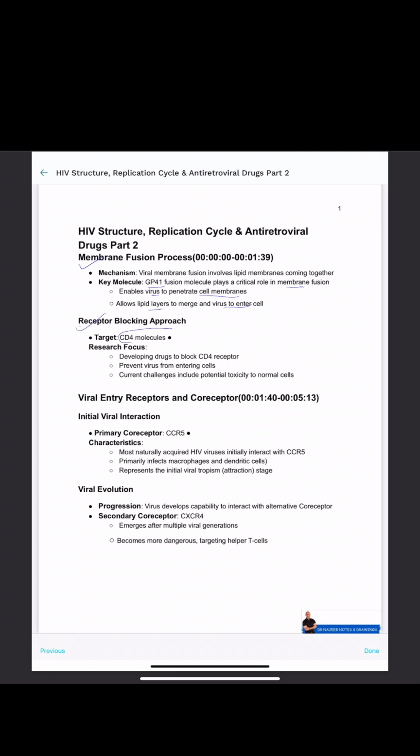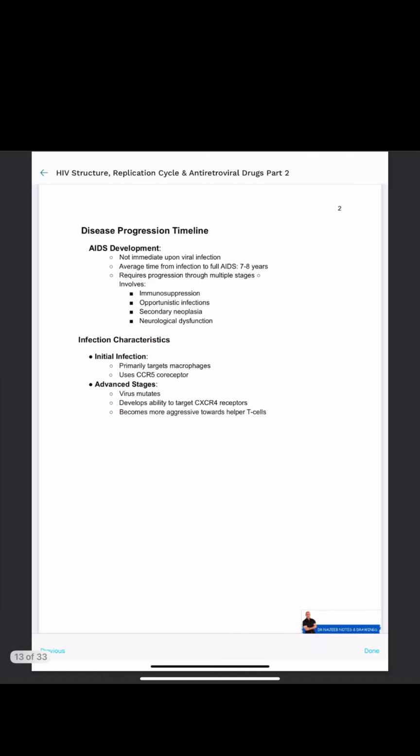Receptor blocking approach. CD4 molecules are the target. So developing drugs to block the CD4 receptor prevents the virus from entering the cells, and current challenges include the potential toxicity to normal cells. Viral entry receptors and co-receptors we had seen.